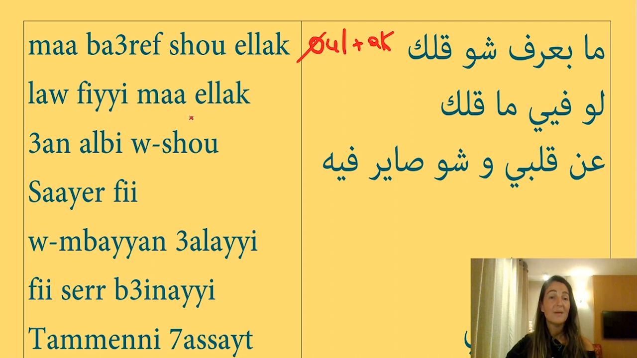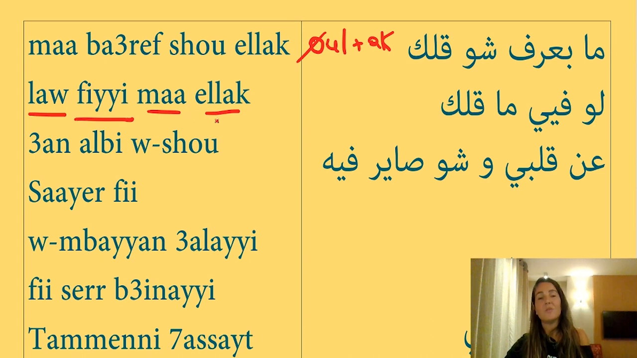لو فيي ما إلك. فيي again is I can, as we said. لو means if or if only. لو فيي ما إلك, if only I can not tell you. Basically, she's saying to him, I don't know what to tell you, and I wish I can not tell you. I can that I don't tell you, basically, okay? If I could only not tell you, because she doesn't want to tell him, or she's pretending that she doesn't want to tell him.